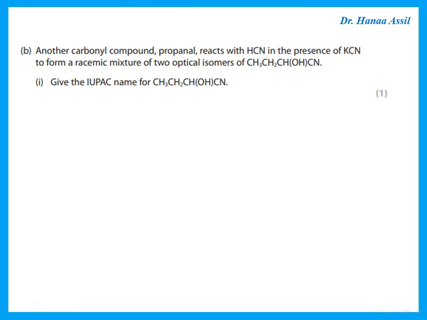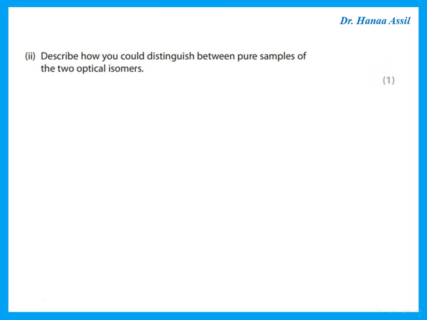Another carbonyl compound, propanal, reacts with HCN in presence of KCN to form a racemic mixture of two optical isomers of this. And the first question says, give the IUPAC name for this. This is the molecule he's talking about. Now, what is the IUPAC name for that? 2-hydroxybutanenitrile. Remember that the CN group is called nitrile.